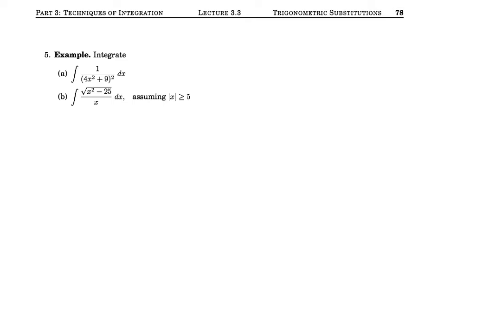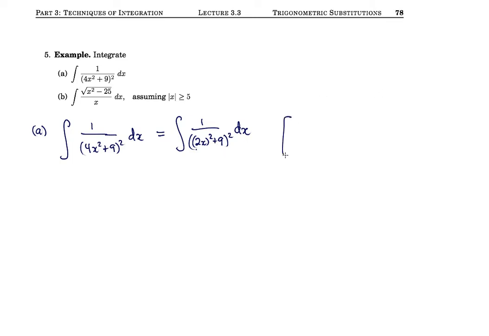So let's have a look at another few examples. In this example, we have a sum of squares in the denominator. It's 2x squared and then 3 squared. So what we're going to do is apply a trig substitution.